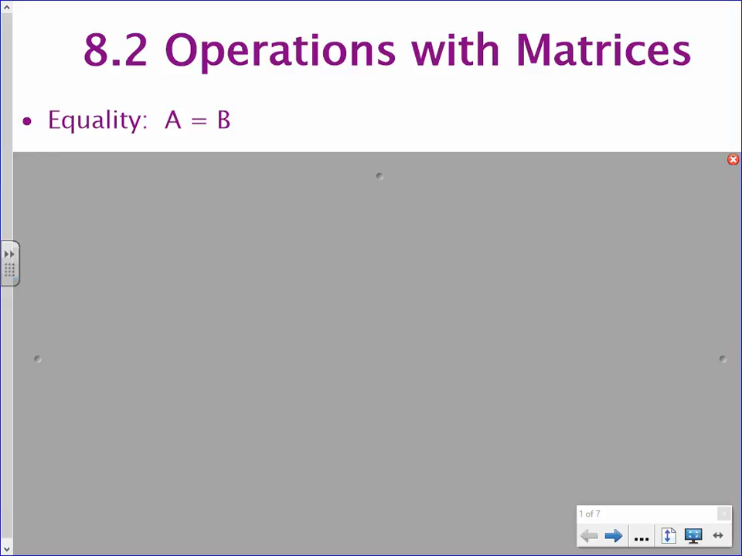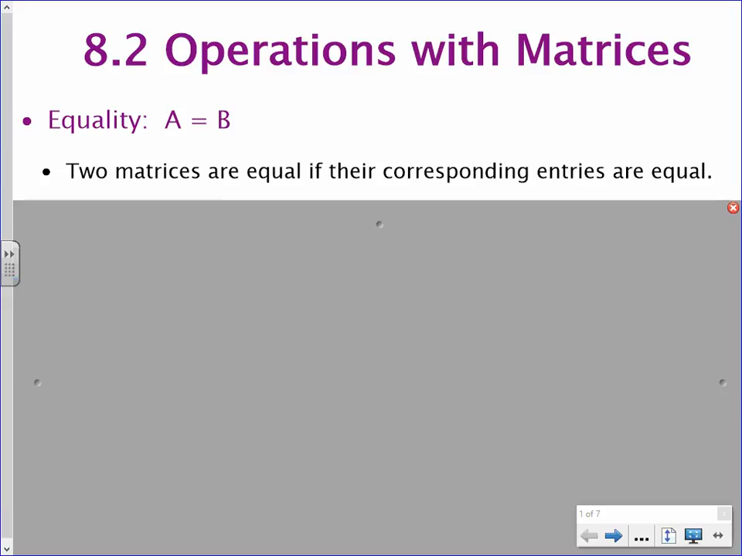Okay. What has to be true about the orders of A and B if they're equal? They have to be the same. What has to be true about the entries inside A and B? They have to be the same, okay? They have to have the same order with the same entries.